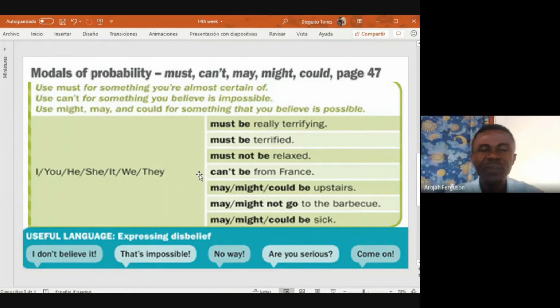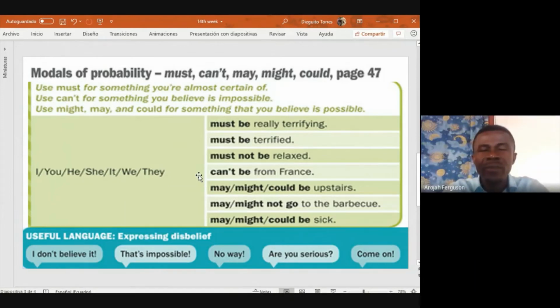Good. Can't, also used as cannot. They cannot be from France because they don't speak French. So they cannot be from France. They don't speak French. Or they cannot be from Ecuador because they don't speak Spanish. Okay. So it's something which is impossible.